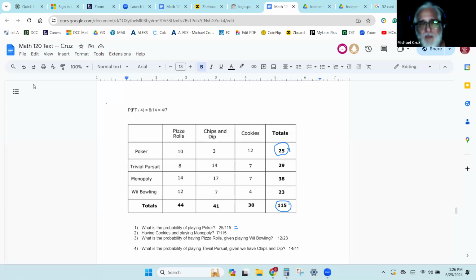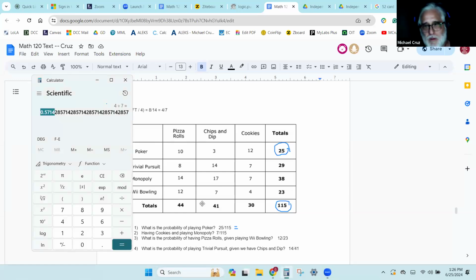Now, both of those are obviously divisible by 5. Do you know how to tell that? They both end in 5. So how many times does 5 go into 115? It's 23. So this is 5 over 23.